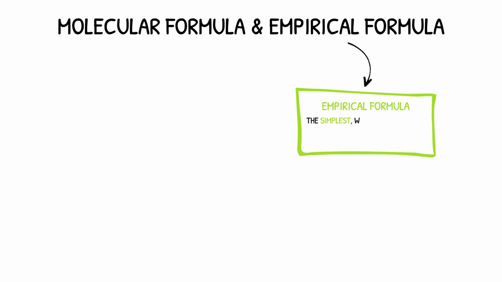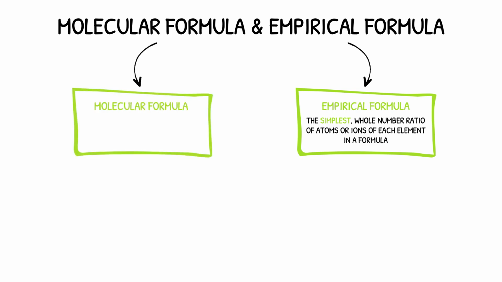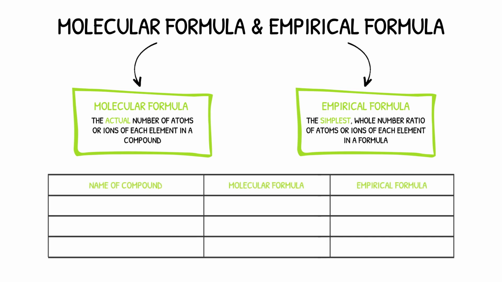This is the simplest whole number ratio of atoms or ions of each element in a formula. In contrast is the molecular formula, which tells us the actual number of atoms or ions of each element that is present in a compound. For example, glucose has the molecular formula C6H12O6, meaning that a molecule of glucose will contain 6 carbon atoms, 12 hydrogen atoms, and 6 oxygen atoms.